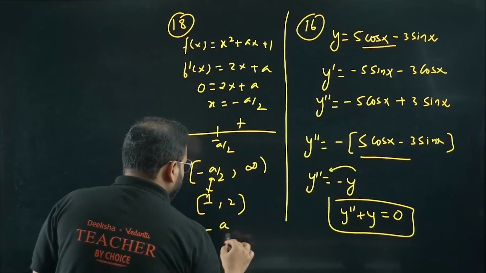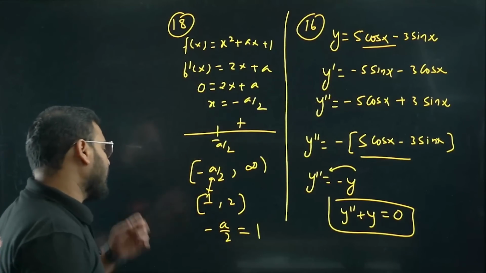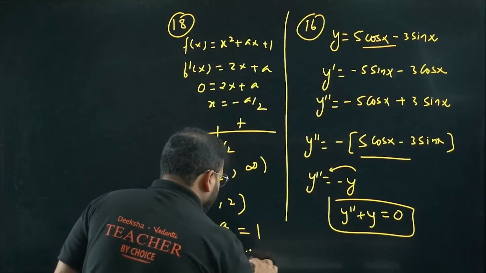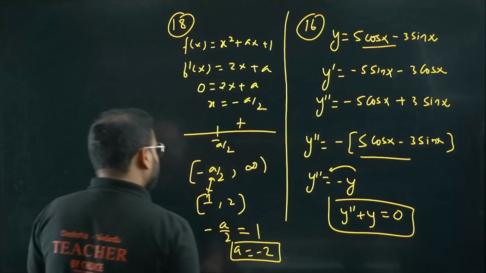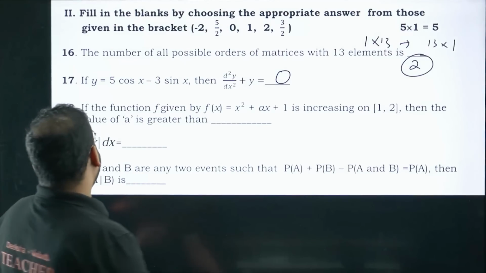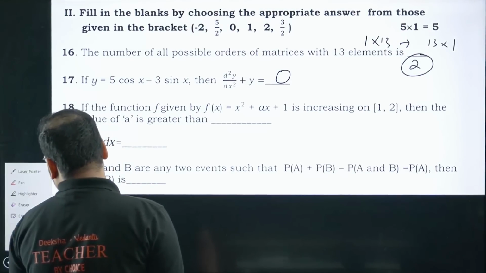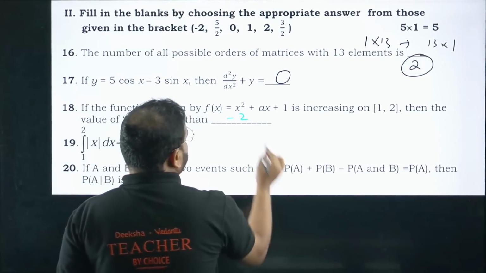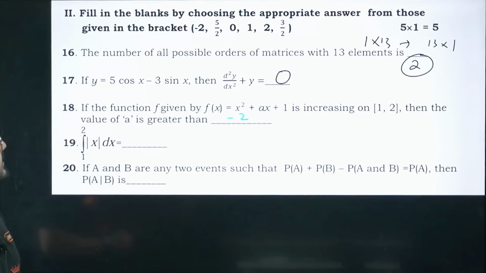Means minus a by 2 has to be equal to 1. So from here what I'm getting? I'm getting a equals to minus 2. A equals to minus 2, sir. Please check. Have a look. 18th is right.